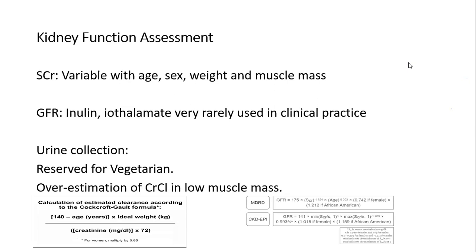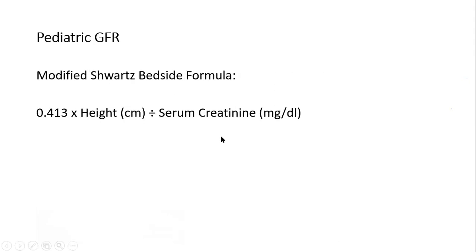Cockcroft-Gault is for the general population, not for critically ill patients, not for CKD patients, not for ICU patients. For ICU, you would go with the Jelliffe and Brater equation rather than Cockcroft-Gault. For CKD patients, try to use an estimated GFR with MDRD or with CKD-EPI. If the GFR has previously been 60 mL per minute or more, you choose CKD-EPI. If it's less than 60, choose MDRD, right? So this is how we do that.